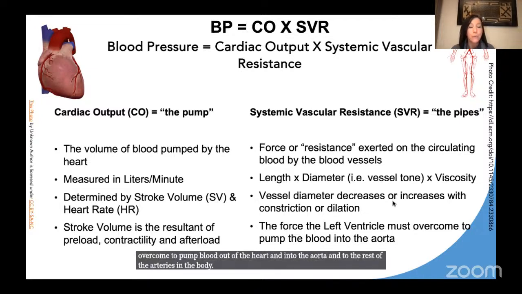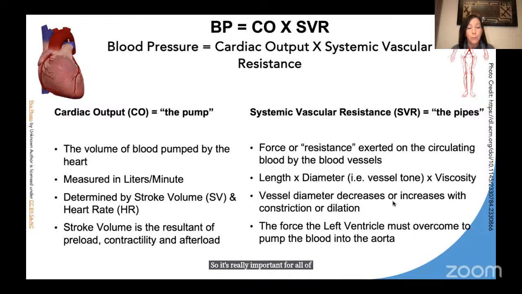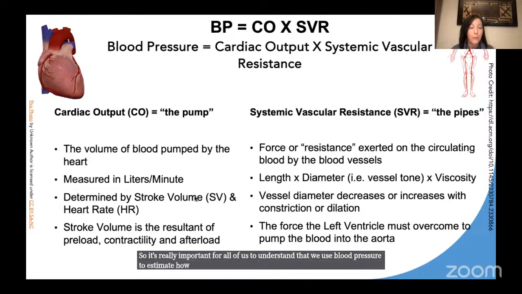So it's really important for all of us to understand that we use blood pressure to estimate how blood is delivered throughout the body. And it's a component of cardiac output times the systemic vascular resistance.